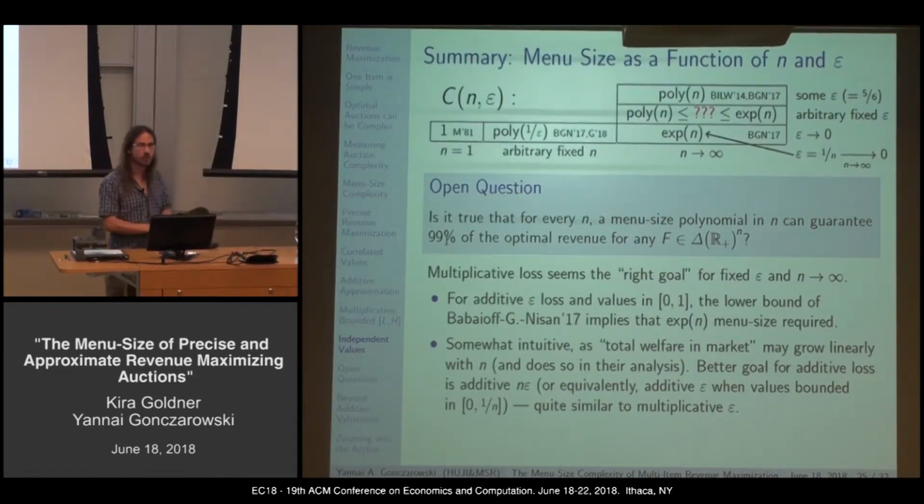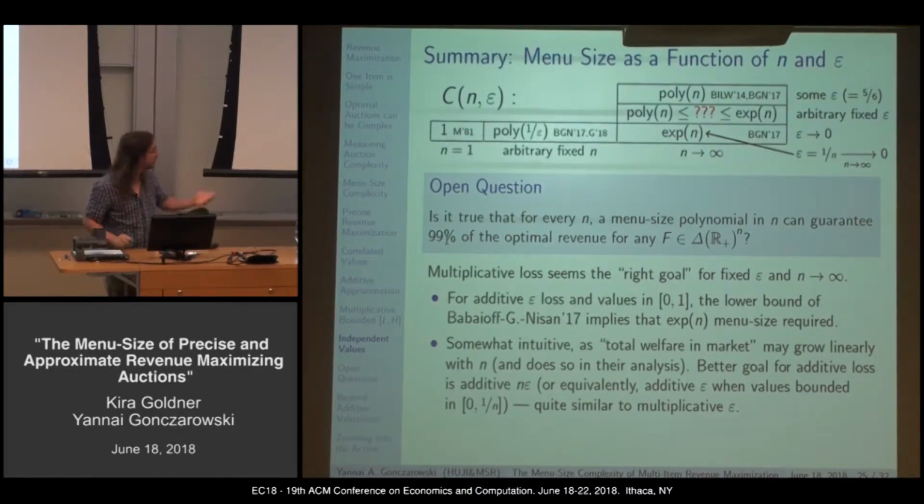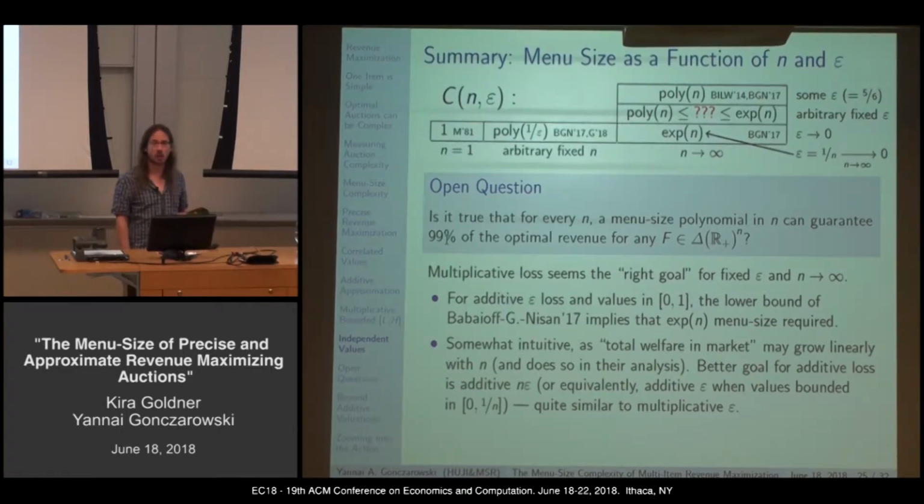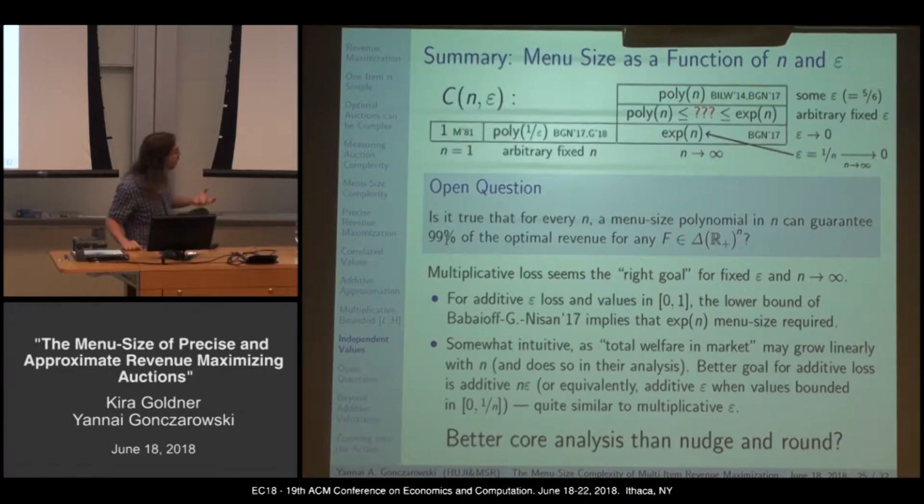as we've talked about earlier, recall that all of the upper bounds that we know that can get 99% of the optimal revenue do nudging around, which invariably means exponential menu size. So this boils down in its very essence to finding a better way to analyze the core, the part where everything is bounded, than nudging around.